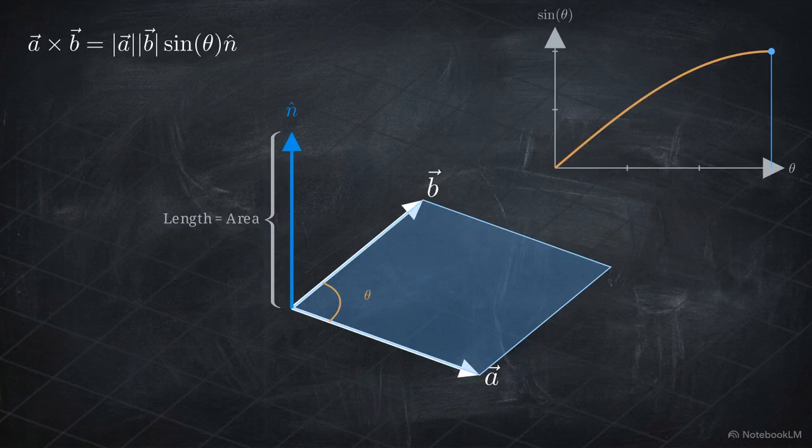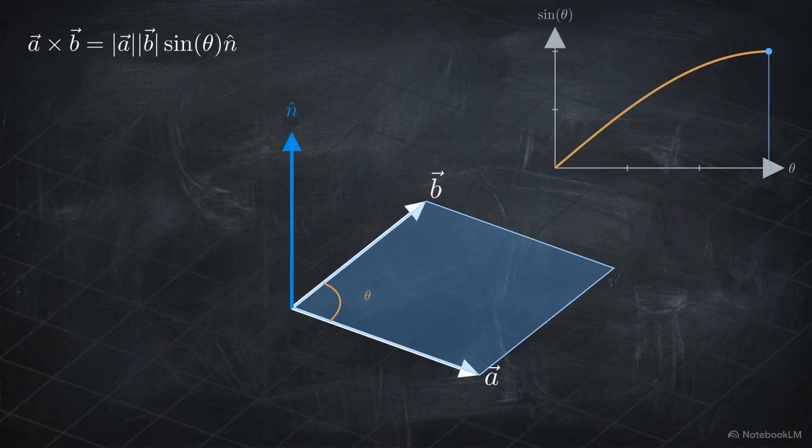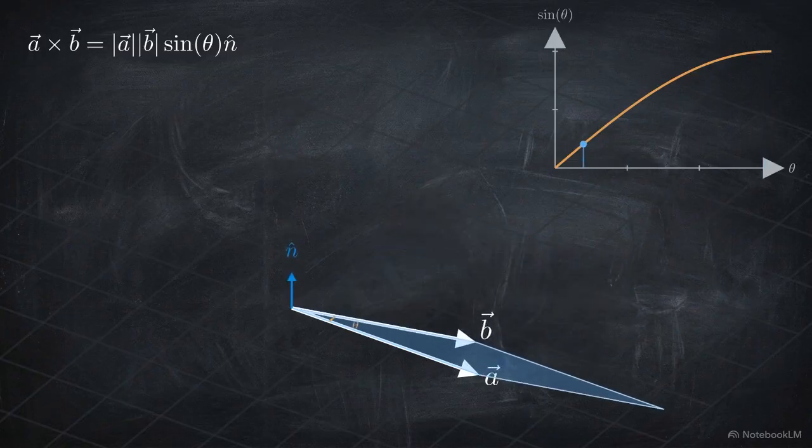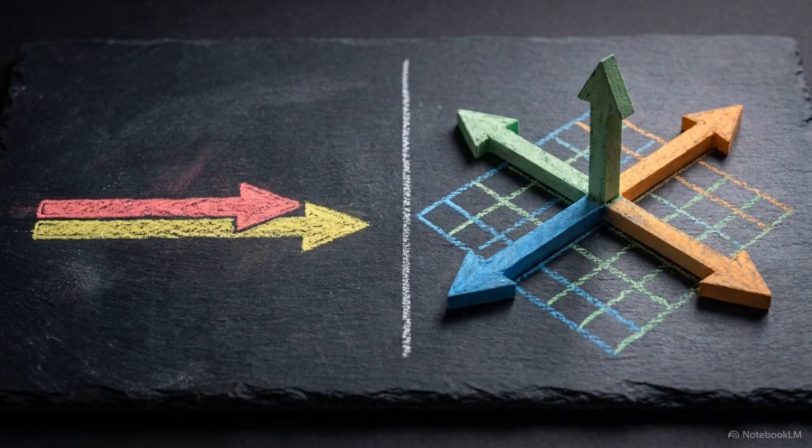Align your index and middle fingers with vectors A and B. Your thumb reveals the resulting trajectory. If the vectors point in the same direction, the sine of 0 is 0, and the cross product yields an empty 0 vector. Where the dot product measured overlap, the cross product utilizes flat intersecting lines to construct independent spatial dimensions.